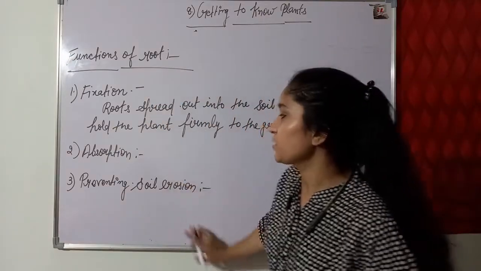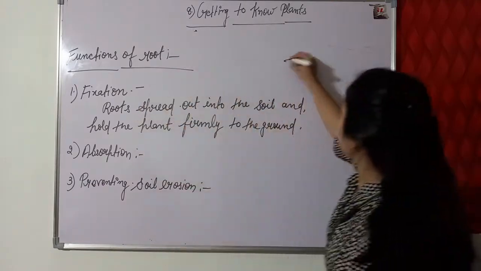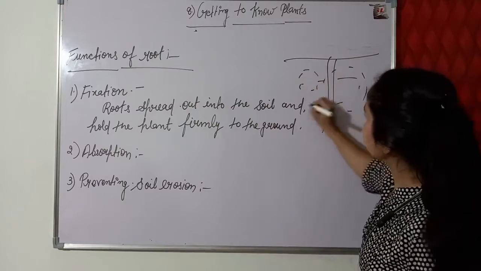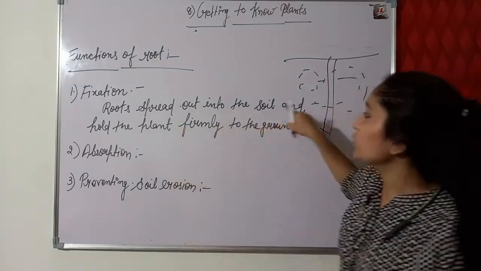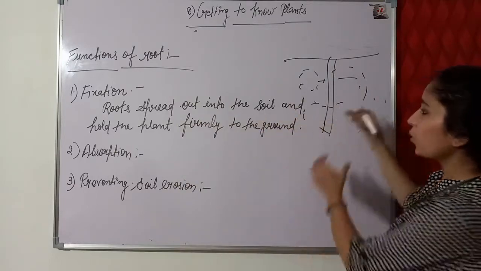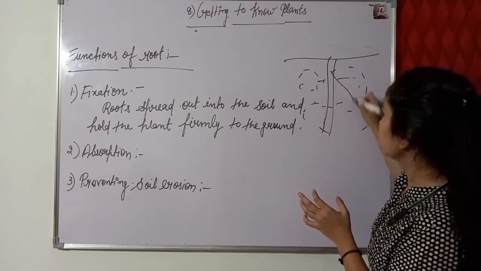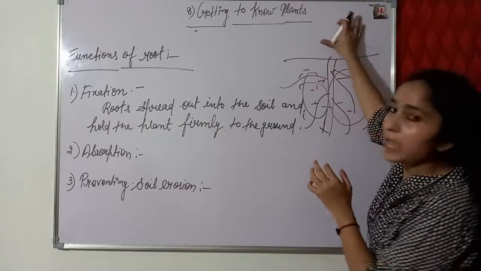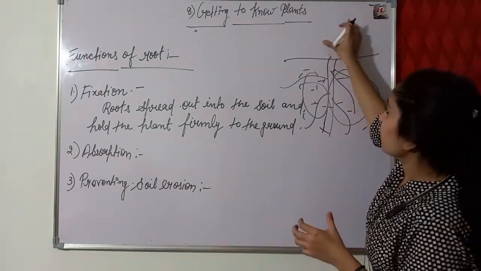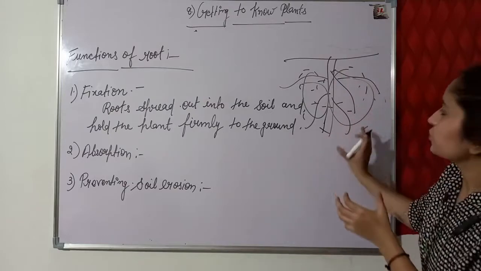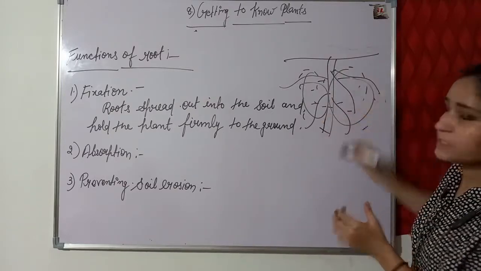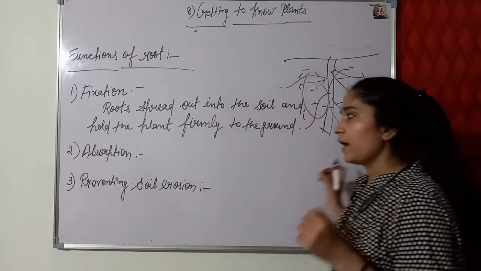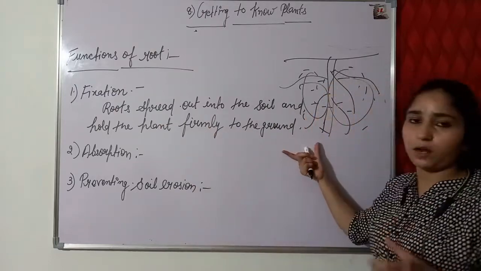First is fixation, then absorption, and then preventing soil erosion. As you know, roots fix themselves between the soil particles. So roots spread out into the soil and hold the plant firmly to the ground.